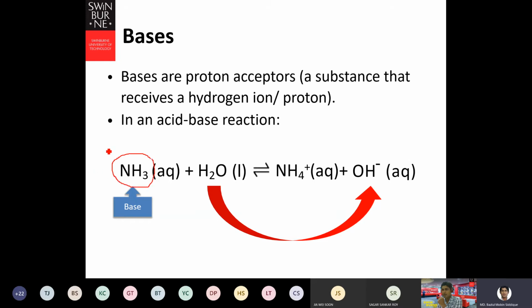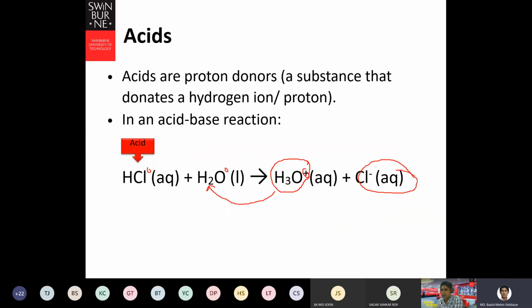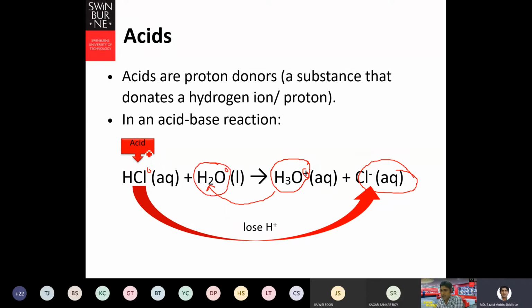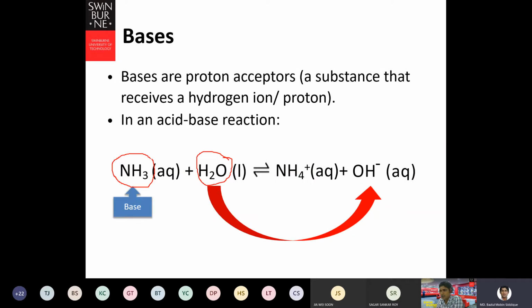Same goes for here. Ammonia, now we are using ammonia with water. Just now we saw that water was acting as a base and reacting with HCl. Now we see that water is again reacting with ammonia and acting as an acid here. Acting as an acid, how? Because it removed 1 hydrogen.